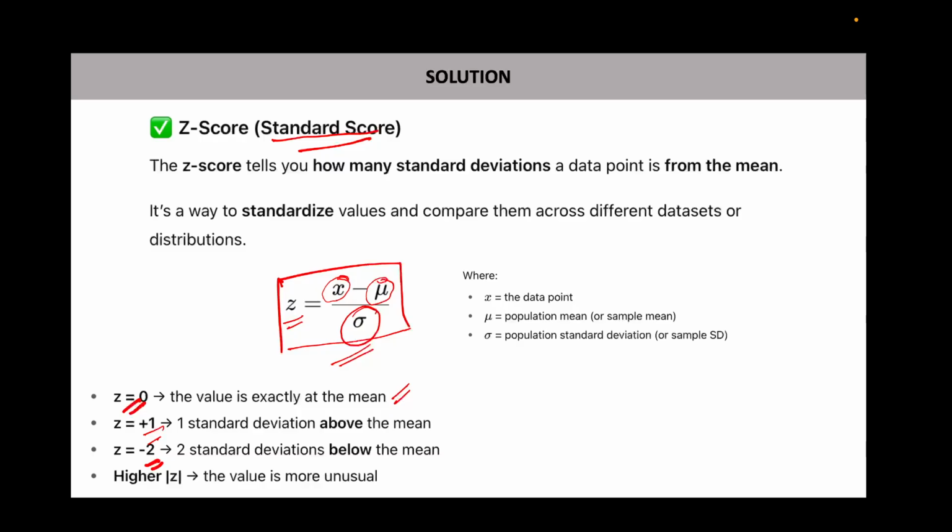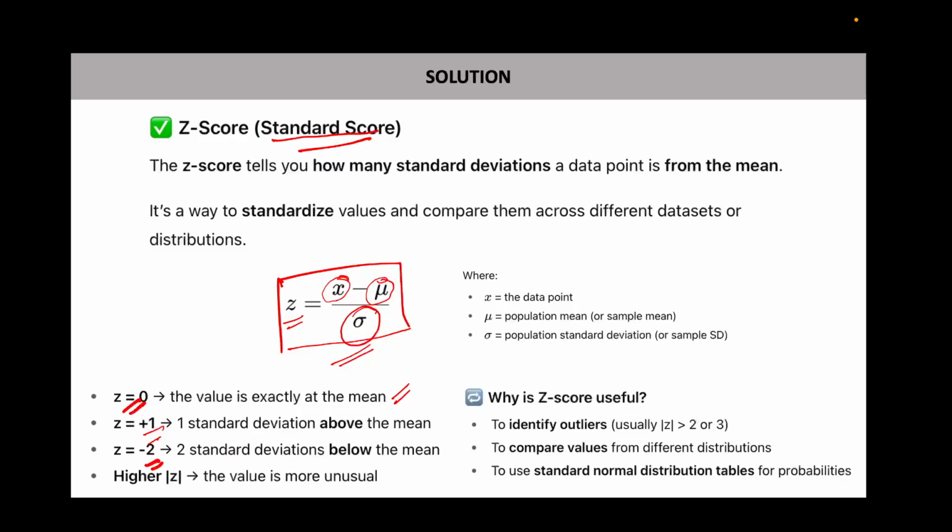Now why is it important to calculate a z score value? Suppose these are some values in your data, and this is your mean value. Now I am saying there is one value which lies one standard deviation away from the mean, and then there is another value which lies, suppose, three standard deviations away from the mean.